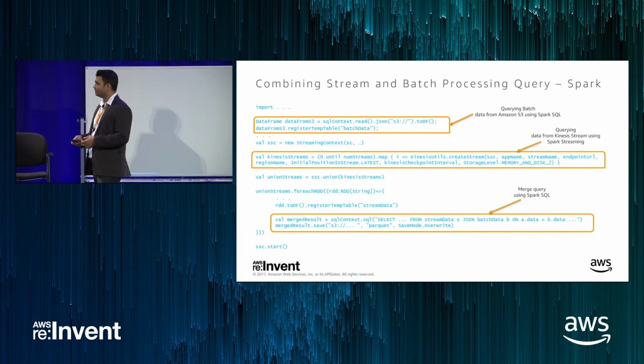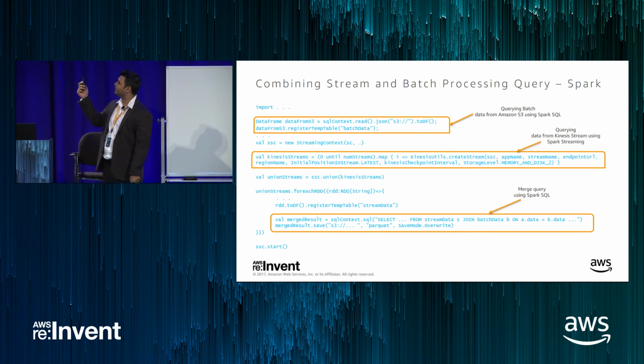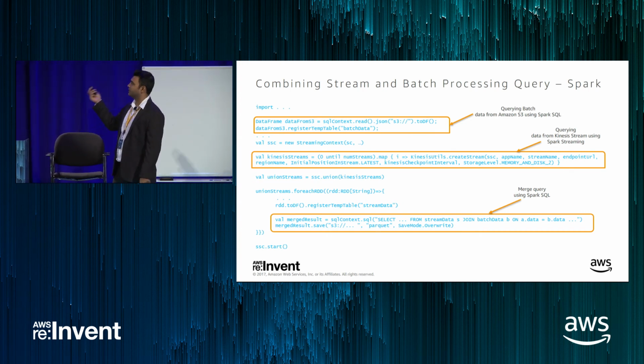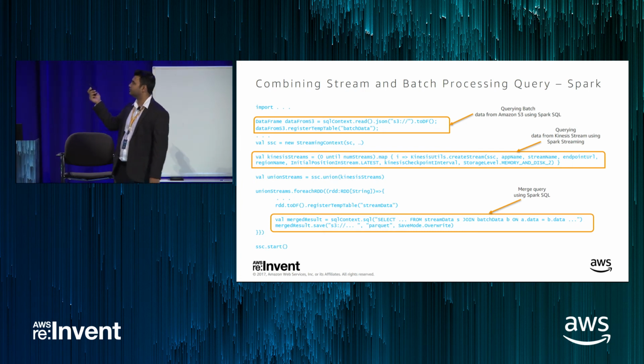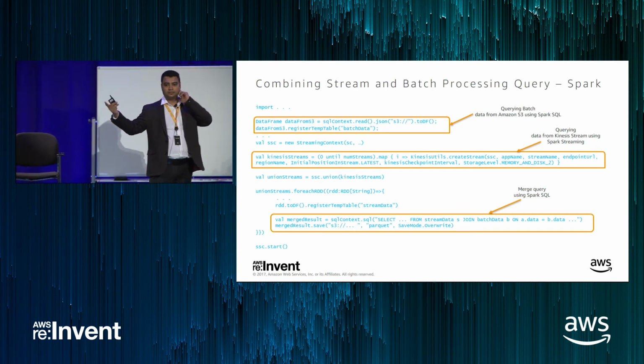If you can see on the top, we've got the first query that is being generated by the batch layer. The batch layer is a simple data frame that reads JSON from S3. The second box that you see over there is where the data is being created from the Kinesis stream. So that's my real-time query.